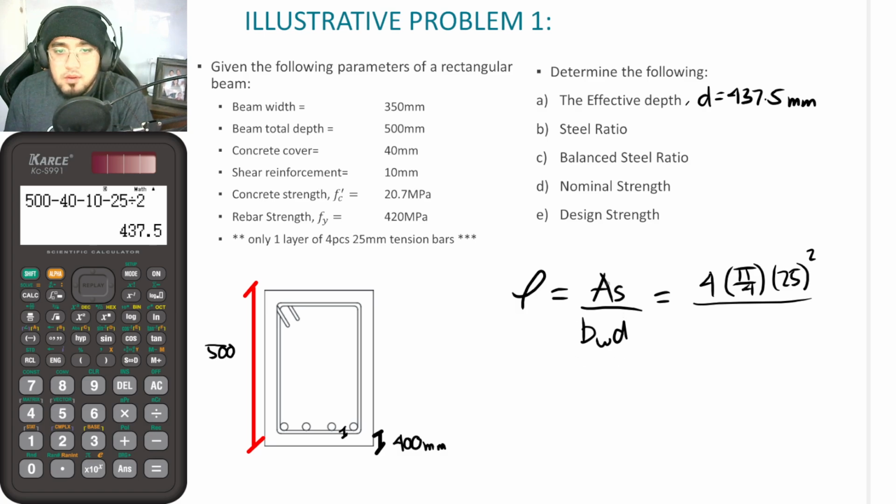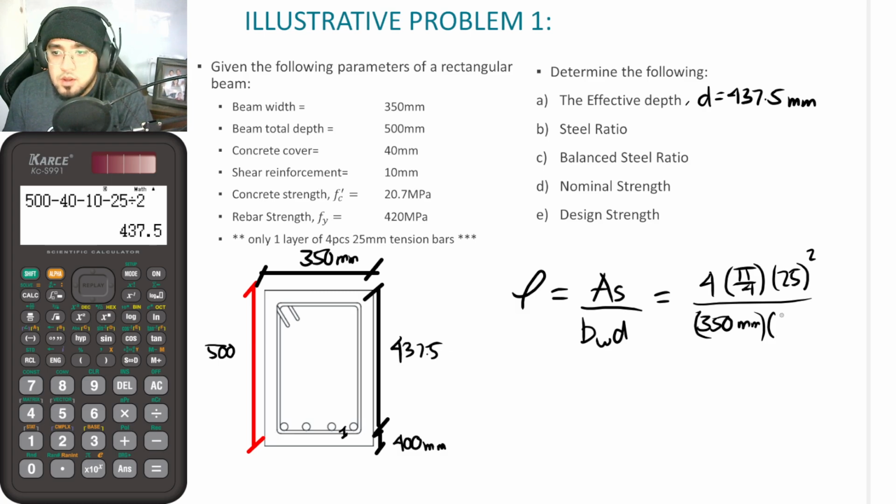And for b times d, the breadth of the web or beam width, is equal to 350 mm times, is it 500? Incorrect, because this is the total depth and we need the effective depth here. The effective depth is measured from the top compression fiber up until the centroid of the steel rebars, and we have solved for it as 437.5. So multiply this by 437.5 mm.